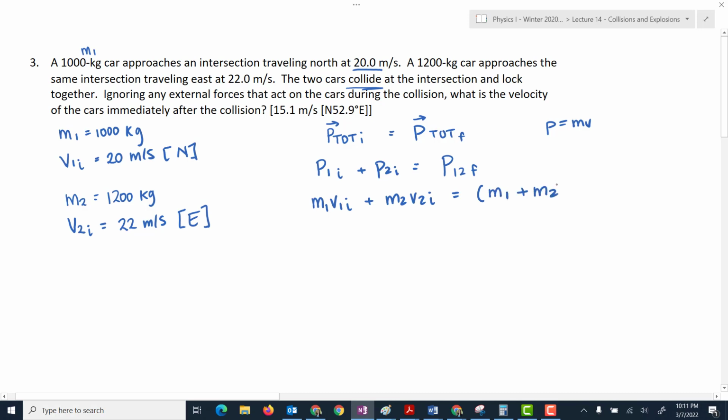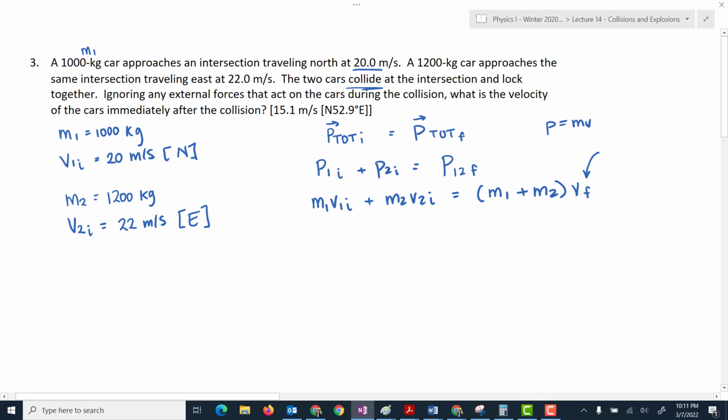Because they're stuck, I'm treating them like they're one big object. I'm looking for this v final here. But the thing is that these are vectors and they're not both moving in the same direction or opposite direction. So it's not like I can just say positive is to the right and have positives or negatives going on here like in previous questions. Instead, I have one moving north and the other one moving east.